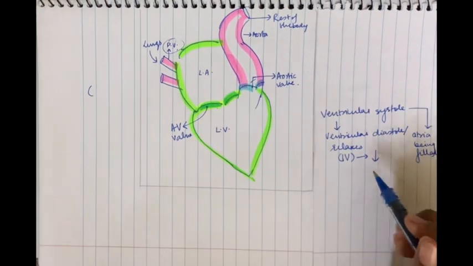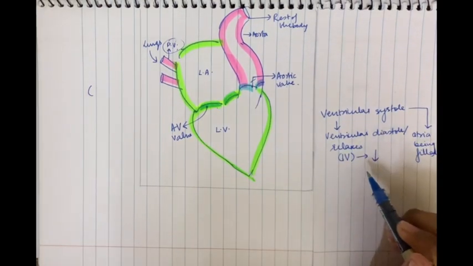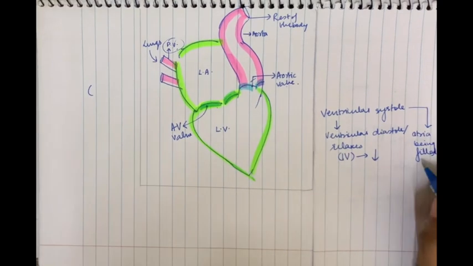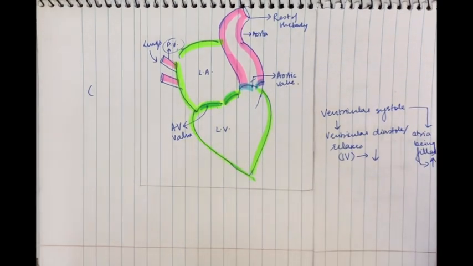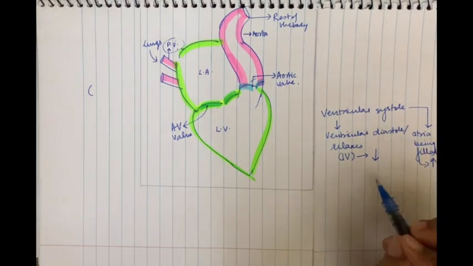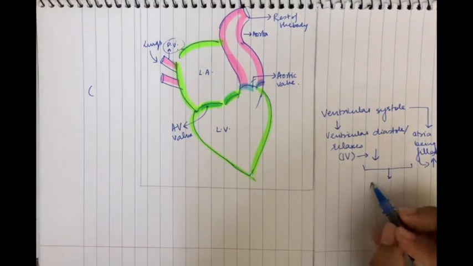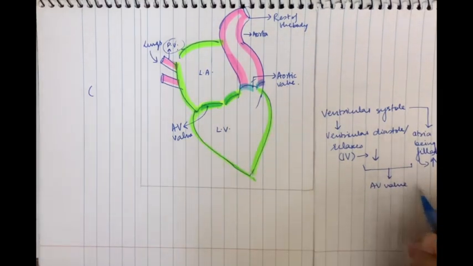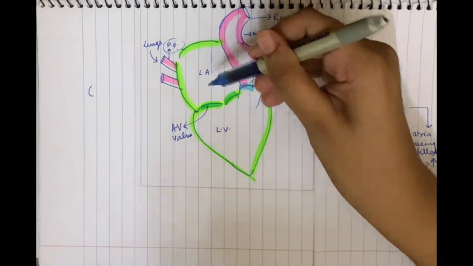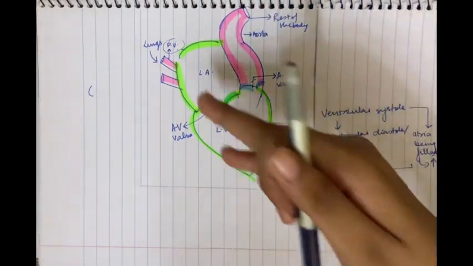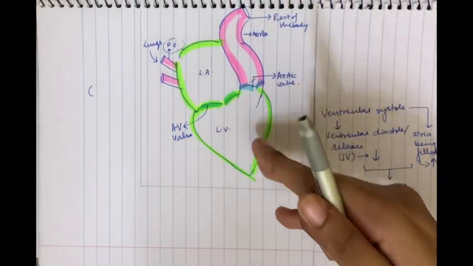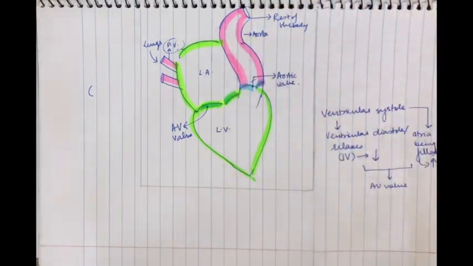So now, pressure in the ventricle has decreased due to relaxation. Pressure in the atria has increased due to filling. Now, because of these two events, this valve, AV valve, opens due to the pressure difference. There is high pressure here, there's a lower pressure here. This valve opens, the blood flows from atria to the ventricle.